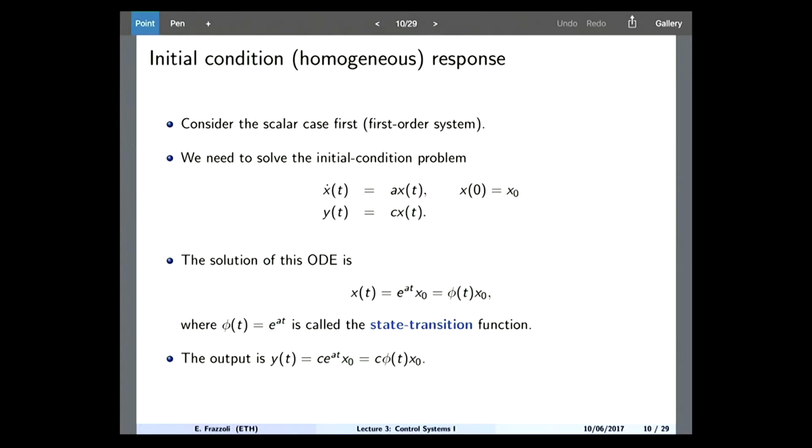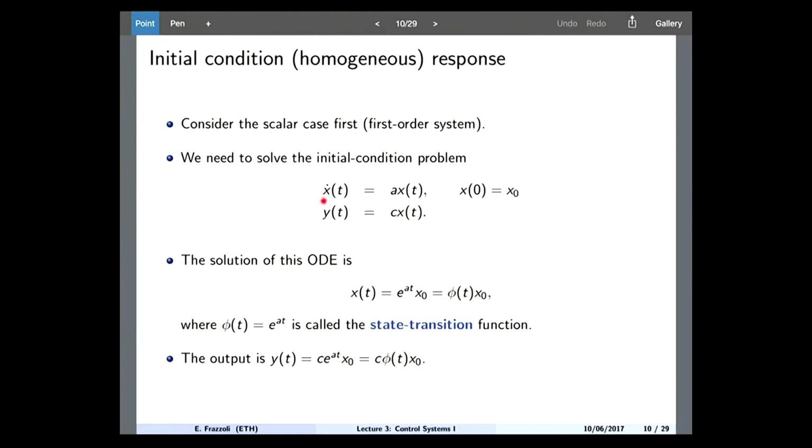You see that what you have here is only terms that contain x or its derivatives. That's why it's called homogeneous, okay? So there is no term that involves the input. So x dot is equal to Ax, x at time 0 is equal to x naught. This is the initial condition, okay? And y is given by Cx of t, okay?